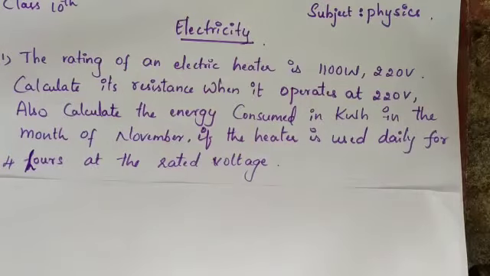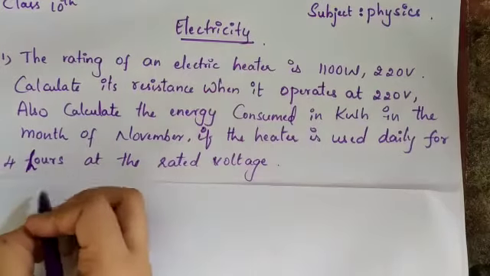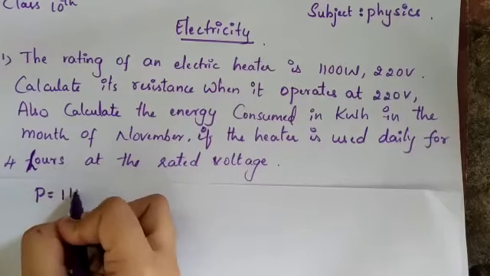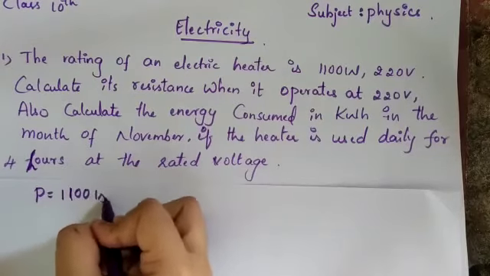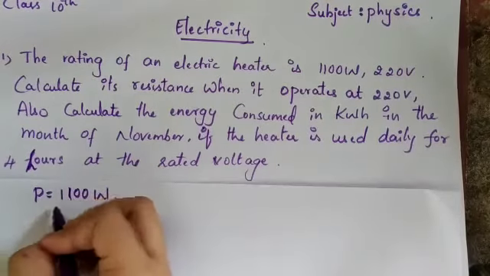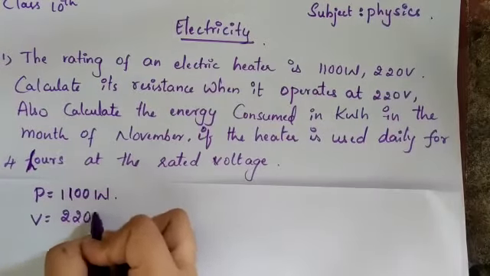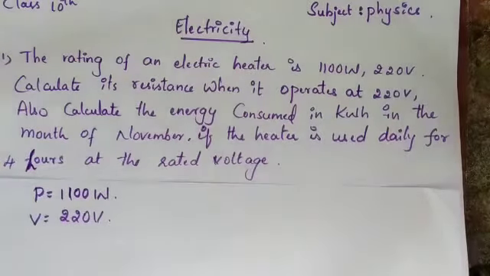Now first let me write what they have given. The first thing they have given is power, that is 1100 watt, and also the potential difference V, which is 220 volt. Then they ask to calculate the energy consumed in kilowatt hour in the month of November.